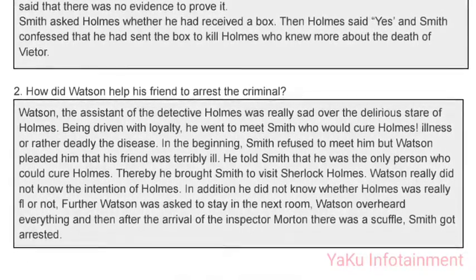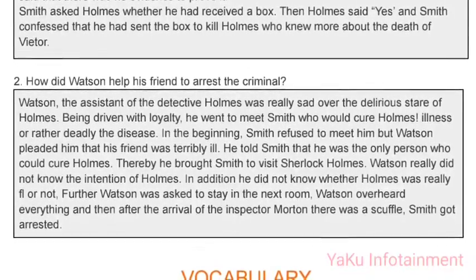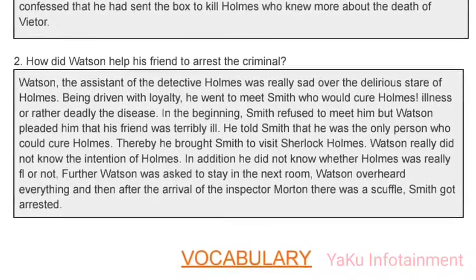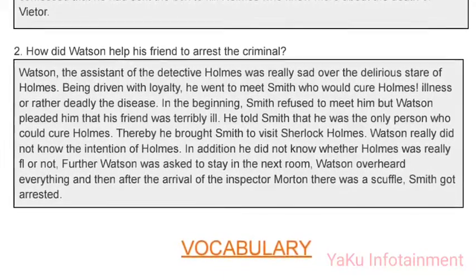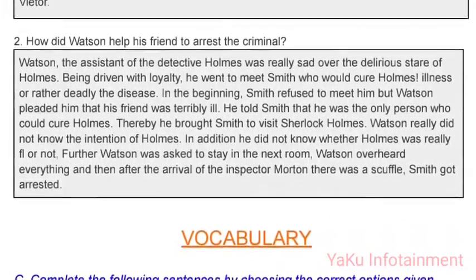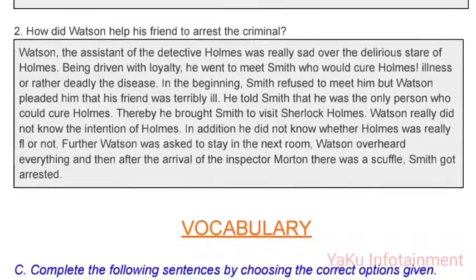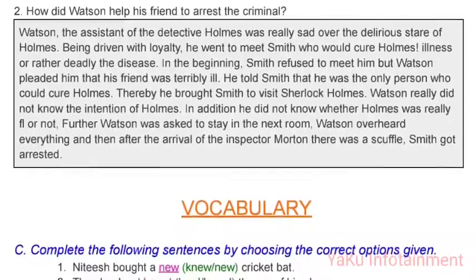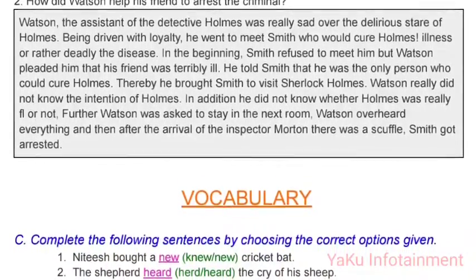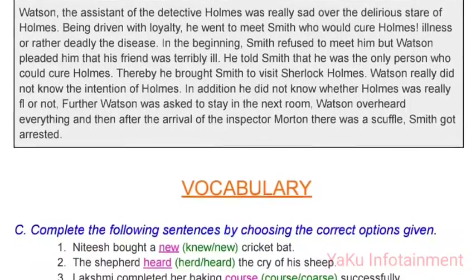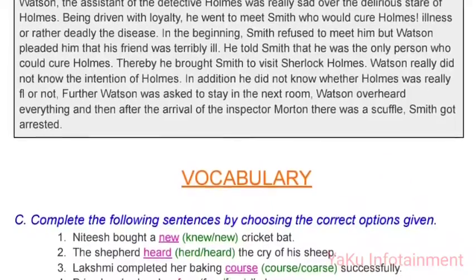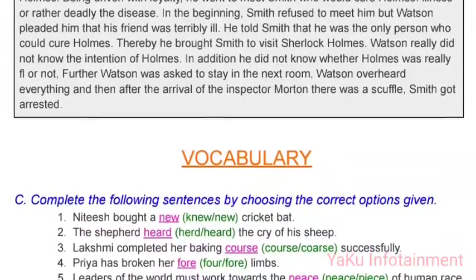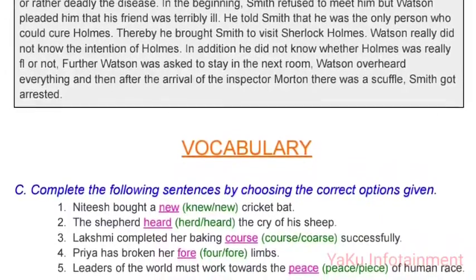How did Watson help his friend to arrest the criminal? Watson, the assistant of the detective Holmes, was really sad over the delirious stare of Holmes. Being driven by loyalty, he went to meet Smith, who would cure Holmes' illness, or rather the deadly disease. In the beginning, Smith refused to meet him, but Watson pleaded that his friend was terribly ill. He told Smith that he was the only person who could cure Holmes. Thereby he brought Smith to visit Sherlock Holmes. Watson really did not know the intention of Holmes. In addition, he did not know whether Holmes was really ill or not. Further, Watson was asked to stay in the next room. Watson overheard everything, and then after the arrival of Inspector Morton there was a scuffle. Smith got arrested.